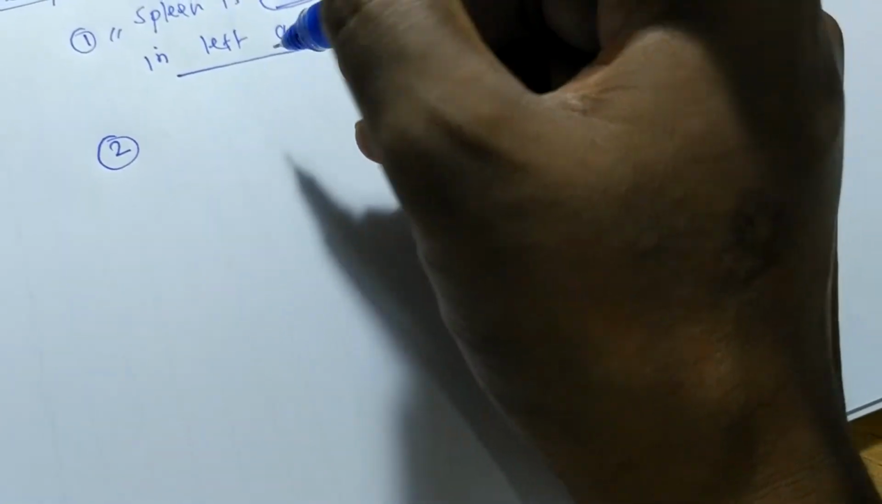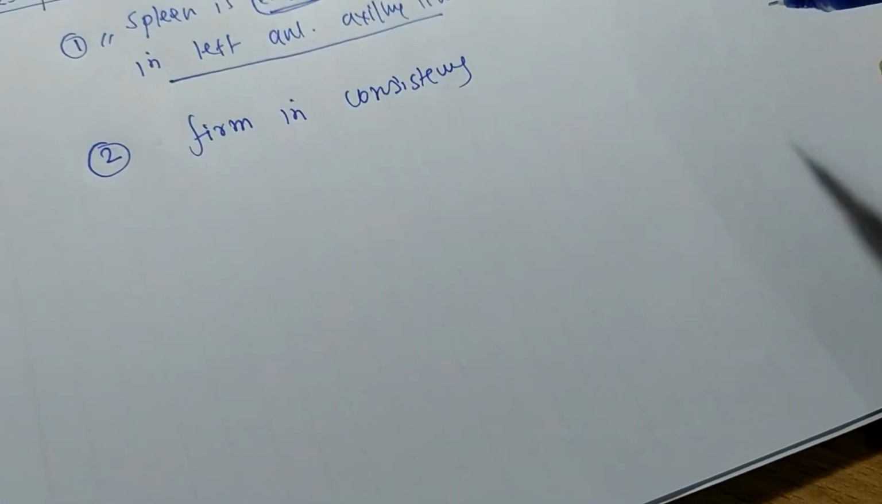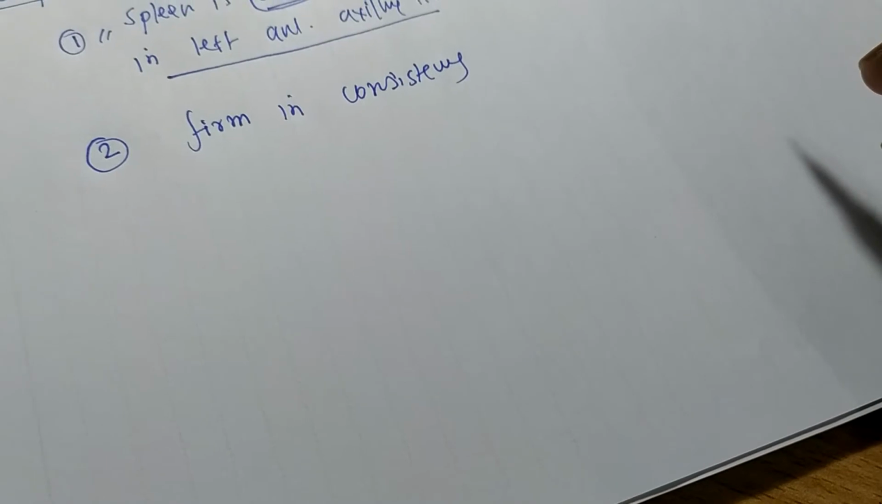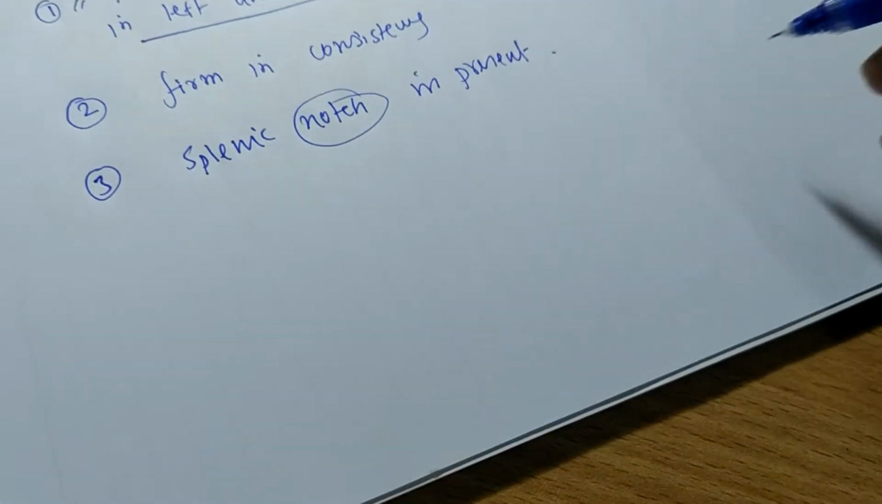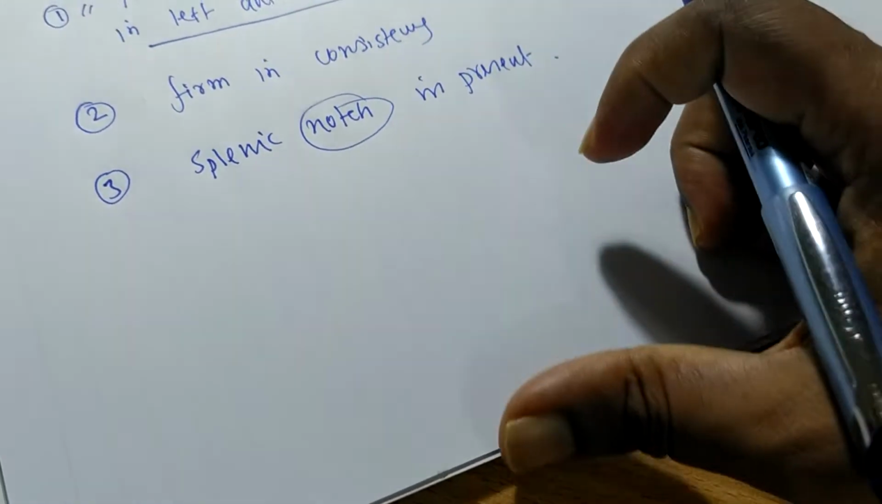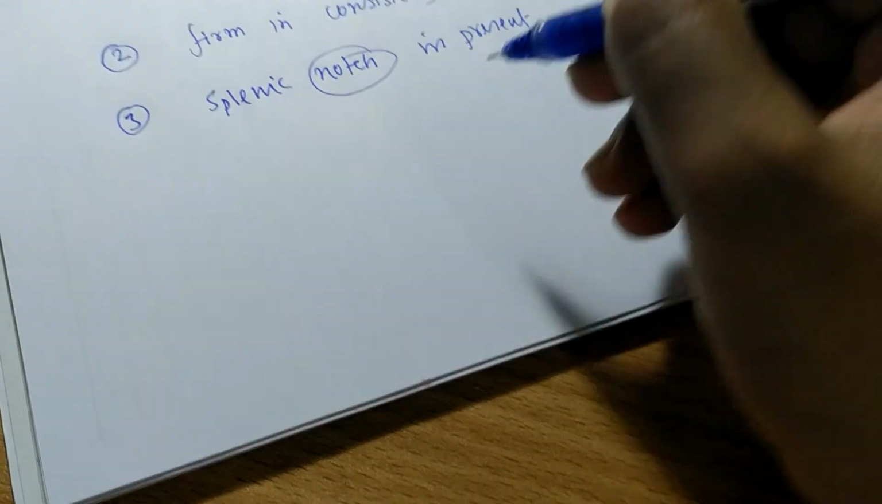Number 2 point, the spleen is firm in consistency. Spleen is usually firm in consistency. It may be soft or it may be hard, very rarely. Number 3 point, splenic notch is present. Okay, so number 3, the most important point, that is splenic notch is present.